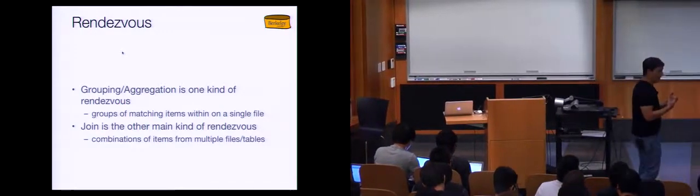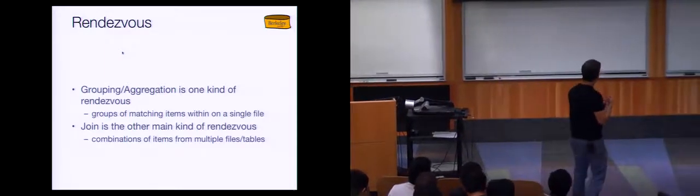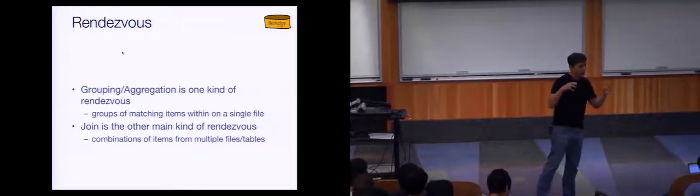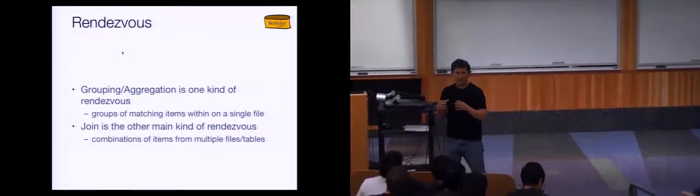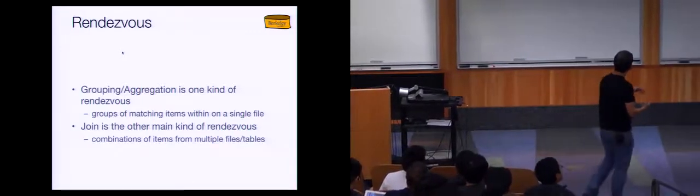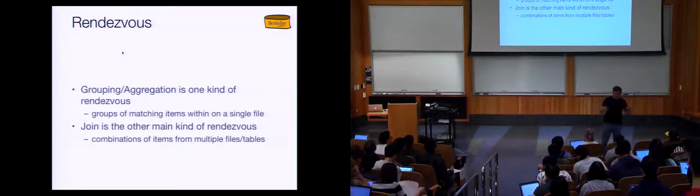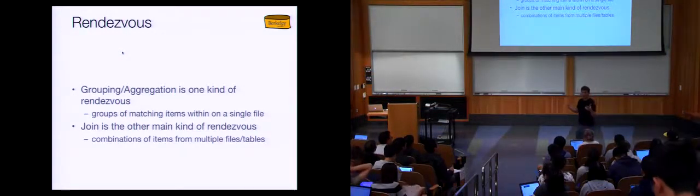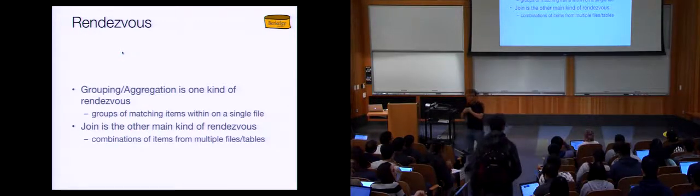And so grouping and aggregation, like we talked about last time, averages and things like this, that's a form of rendezvous. You want to make sure all the computer science students are together so you can compute their average GPA at the same time. Okay? So that's a form of rendezvous, sort of from a single table. Join is the other main kind of rendezvous we'll talk about, which is when you have items that are in two different collections, two different tables.